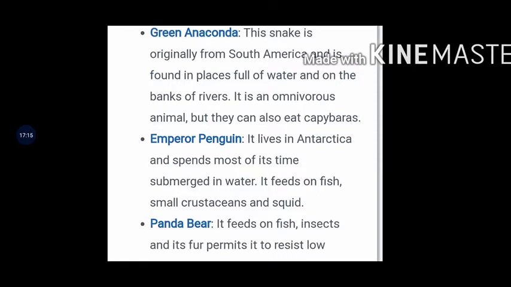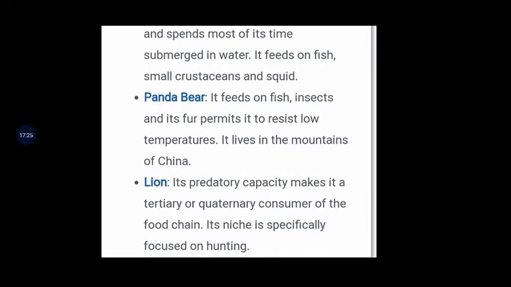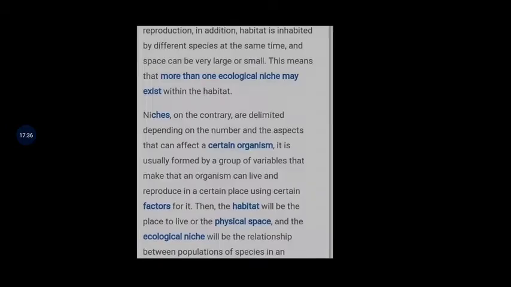It is an omnivorous animal, but it can also eat capybaras. Emperor penguin: it lives in Antarctica and spends most of the time submerged in water. It feeds on fish. Panda bear: it feeds on fish, insects, and its fur permits it to resist low temperature. Lions: their predatory capacity makes them tertiary and quaternary consumers.